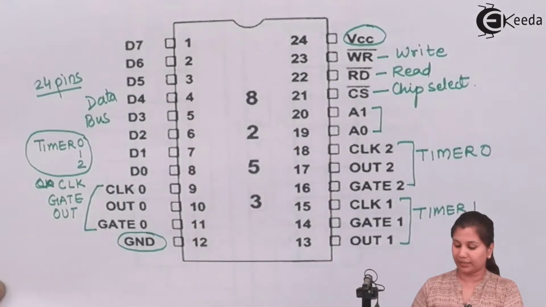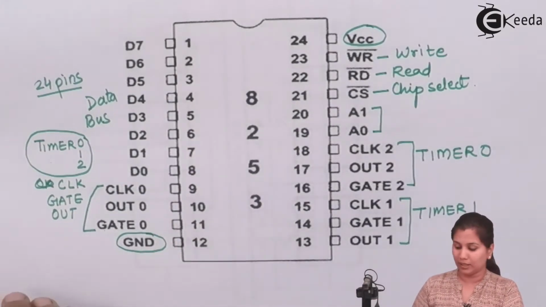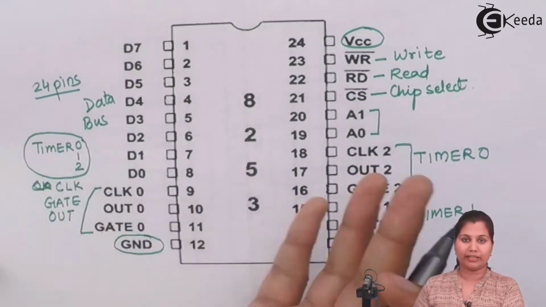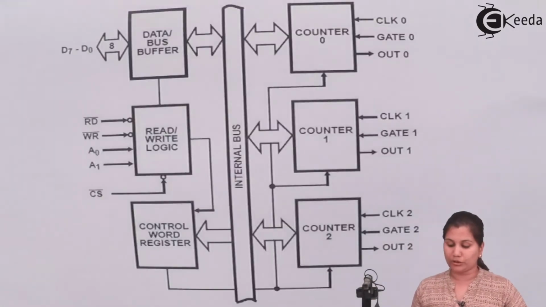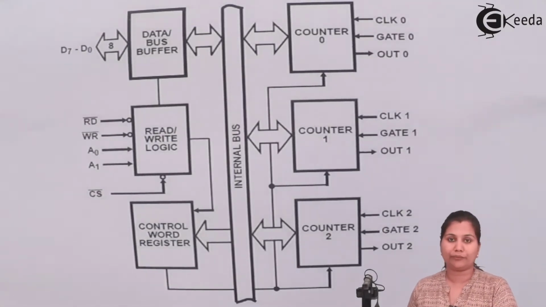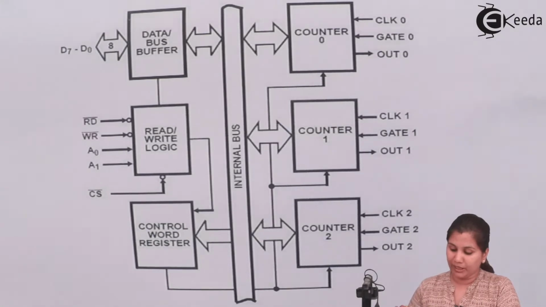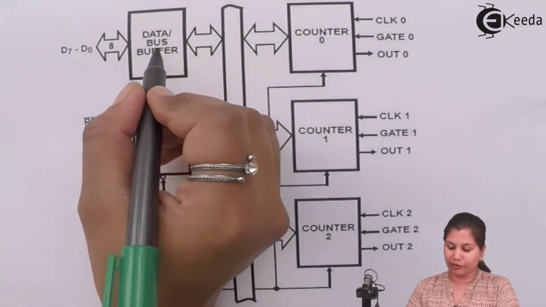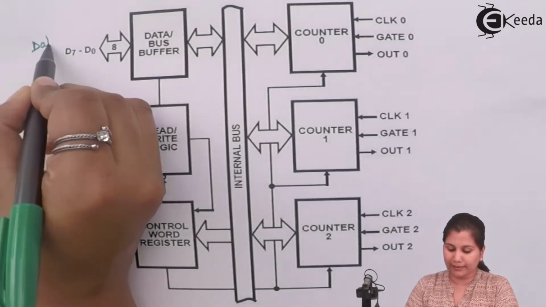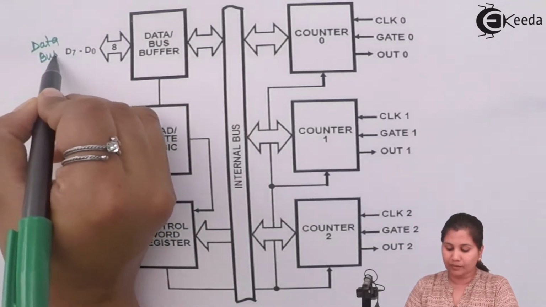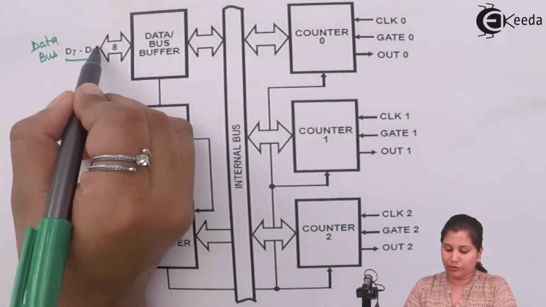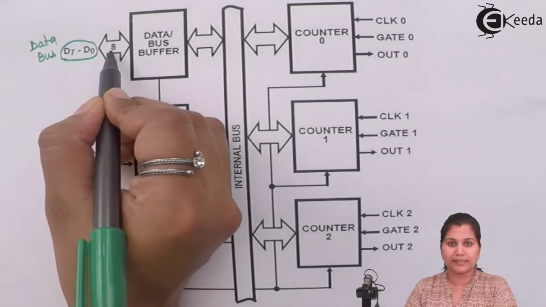So let's study each of the pins one by one. First, we will see the block diagram, because the block diagram is also related to it. This is the block diagram of the 8253 or 8254 programmable interval timer. Here we have the data bus buffer, which is connected to the data bus. It is an 8-bit bidirectional data bus, so we have D0 to D7, 8 bits, represented here.